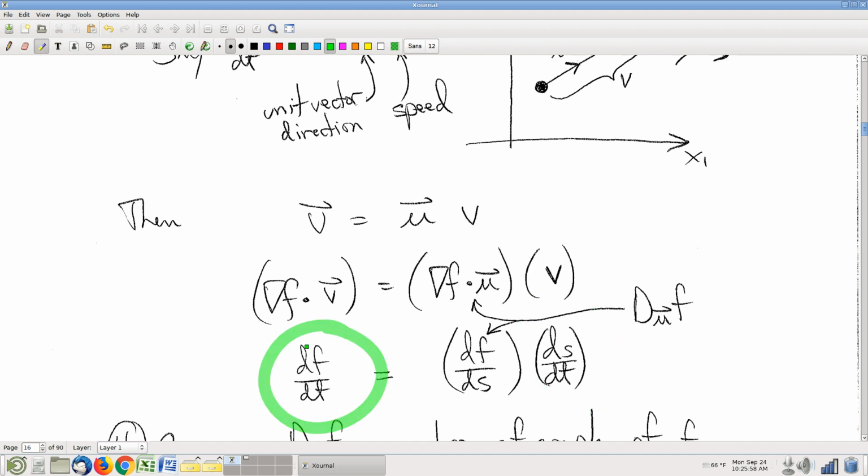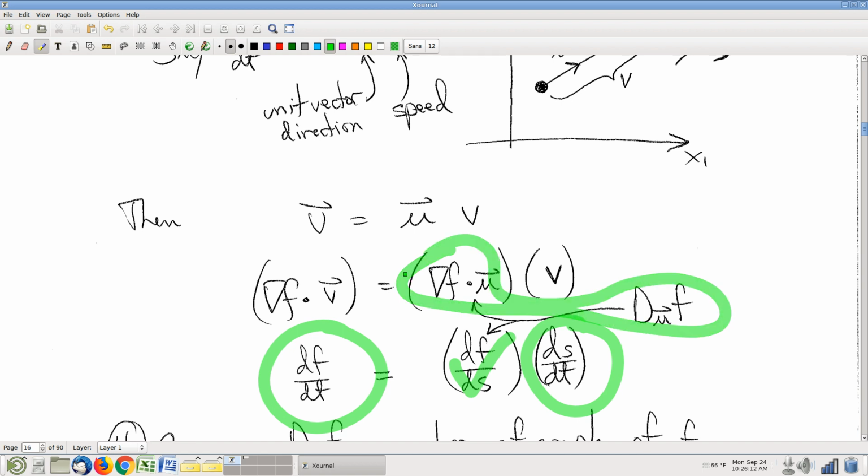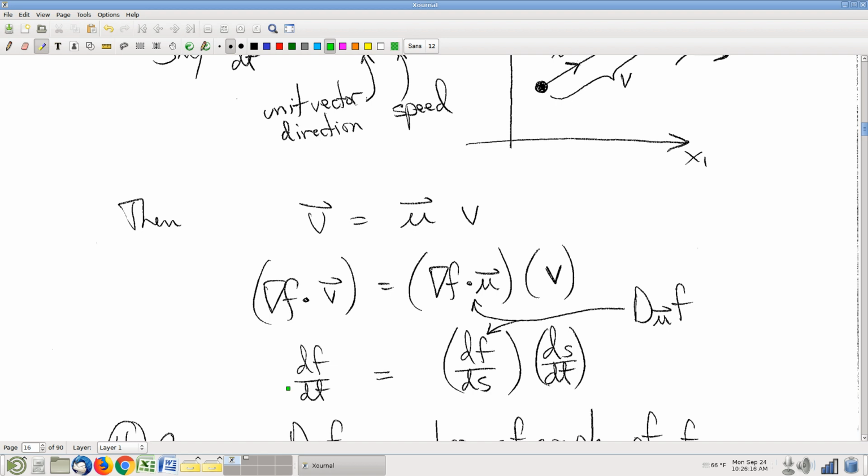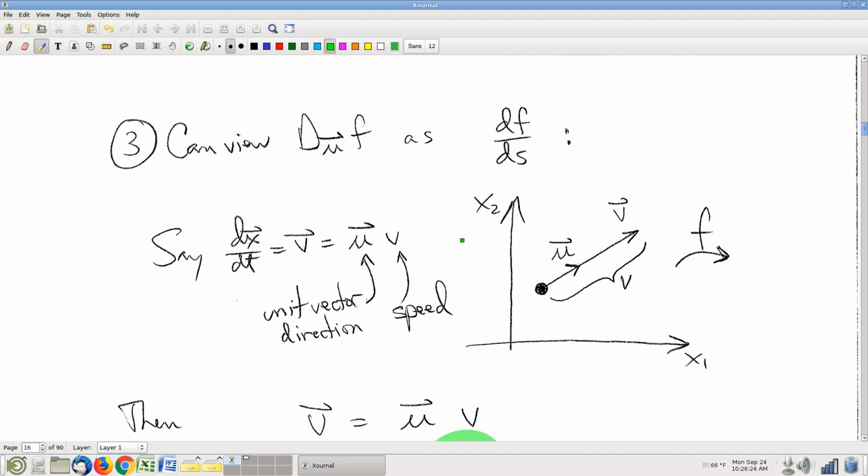This is equal to whatever that is times that. Well, it's easy to figure out what that thing is, right? I mean, just by the single variable chain rule, this has got to be df ds. And this, of course, we recognize as the directional derivative. So, nice punchline then. Directional derivatives can be thought of as rate of change of the function with respect to distance. Right? It's nice. This is a different idea.